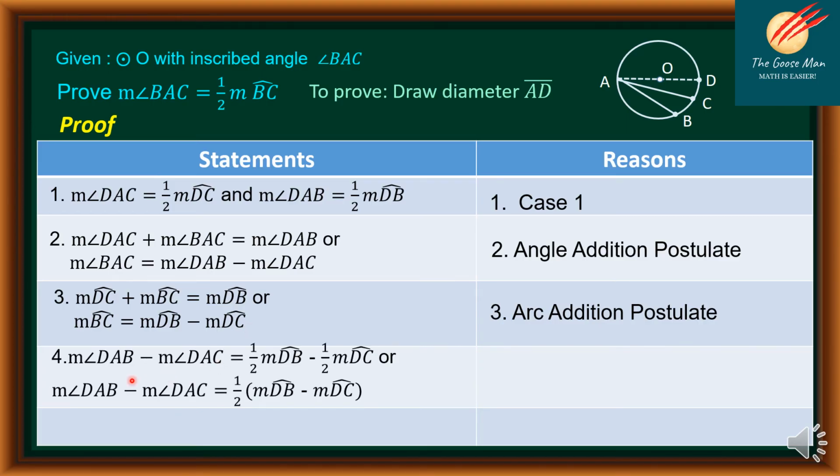For number 4, we have the measure of angle DAB minus the measure of angle DAC is equal to 1/2 the measure of arc DB minus 1/2 the measure of arc DC. We can factor out 1/2, so we have 1/2 times the measure of arc DB minus the measure of arc DC. Here we have simply a subtraction, and this time on the right hand side, I can use the factoring method or the distributive property. And finally, we have the measure of angle BAC is equal to 1/2 the measure of arc BC, simply by substitution.